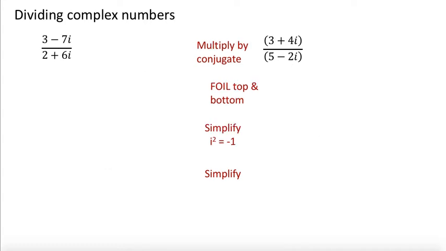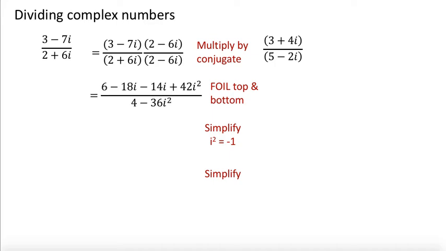Okay, 2 more examples, same method. Multiply top and bottom by the conjugate. FOIL it. On the top, there's a little bit of an expanded version, on the bottom is difference of two squares. Okay, simplify and simplify. I'll skip the step there to show you that 42i squared is negative 42, so 6 minus 42 is negative 36.